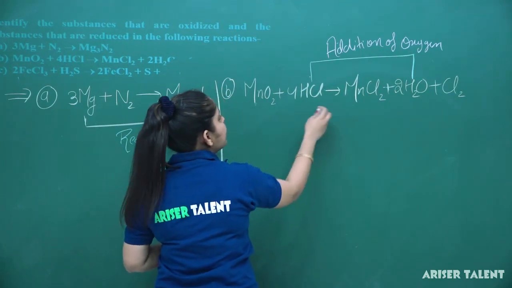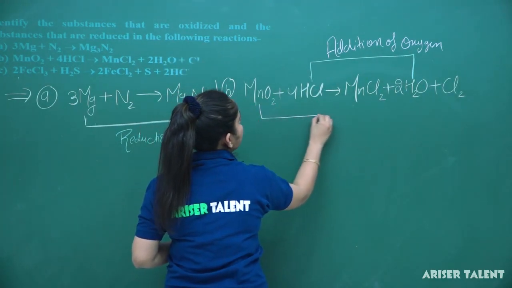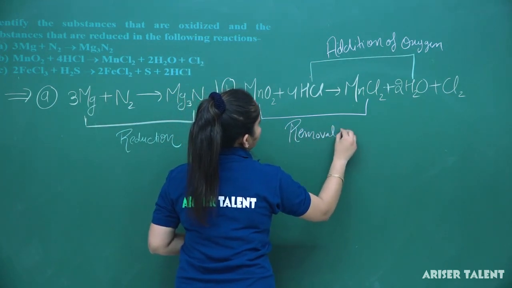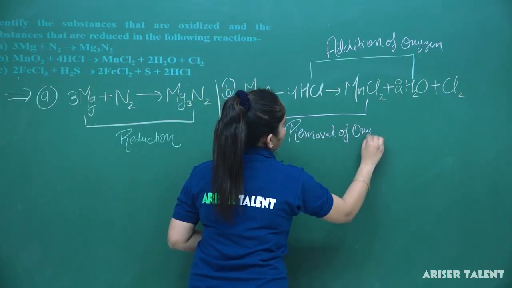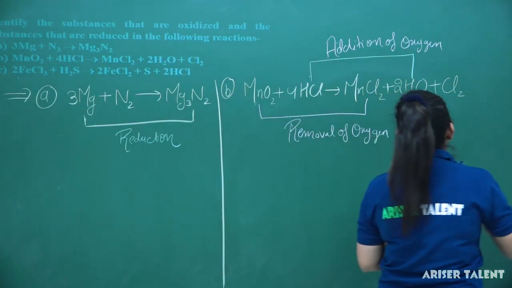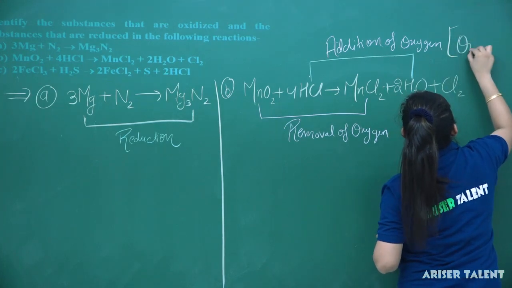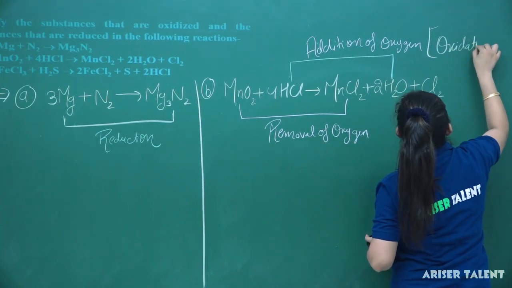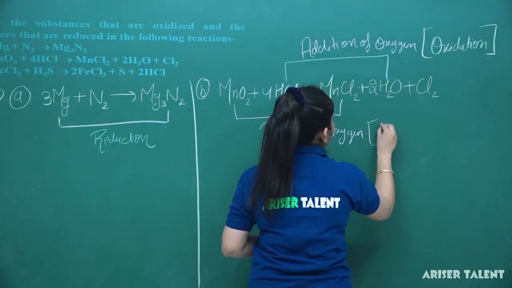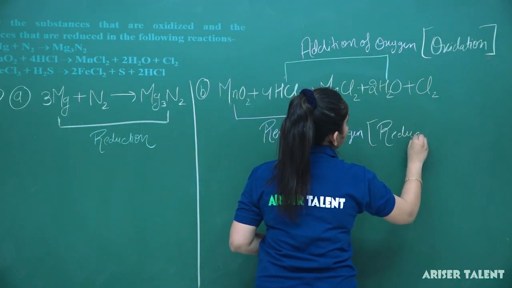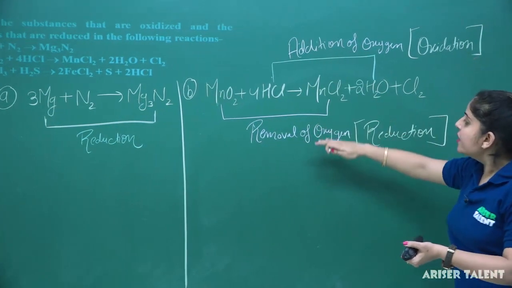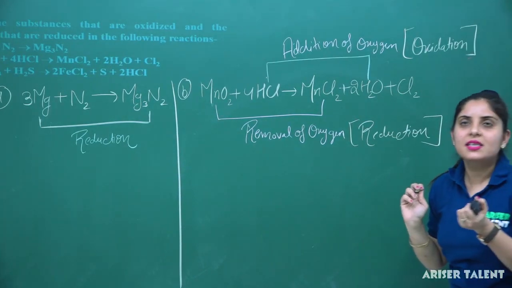And what we will see in this case, there is a removal of oxygen. So the case of addition of oxygen is termed as oxidation. So here hydrogen is oxidized and manganese is reduced. And what happens here? There will be the reduction. So this is the oxidation equation and this is the reduction equation in this case.